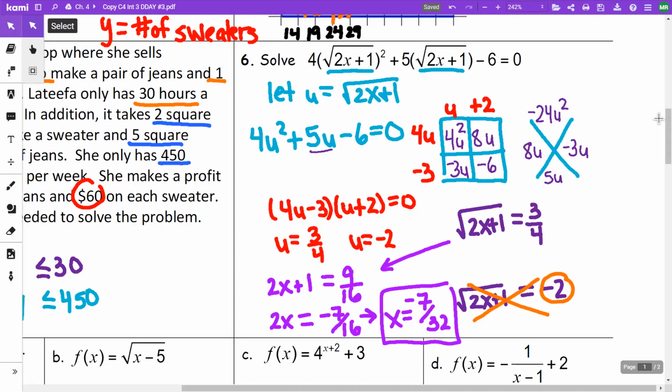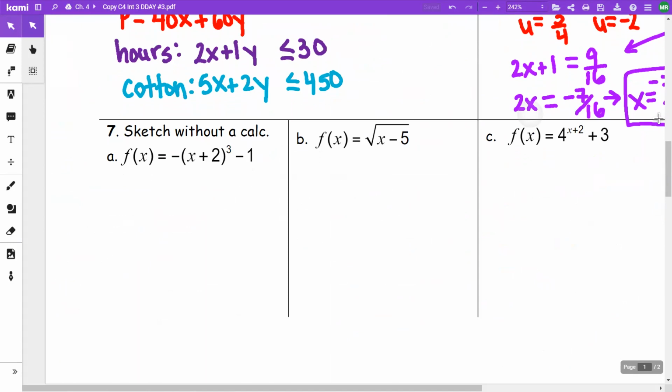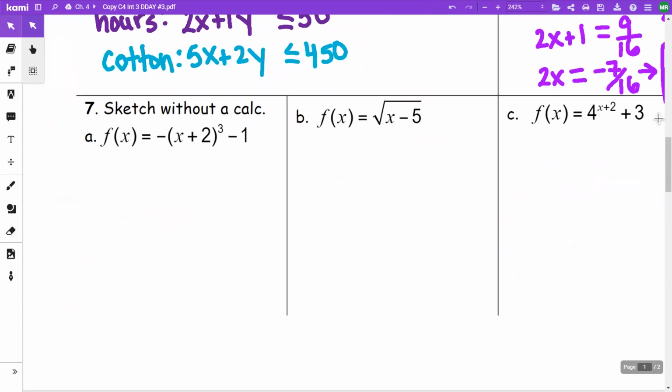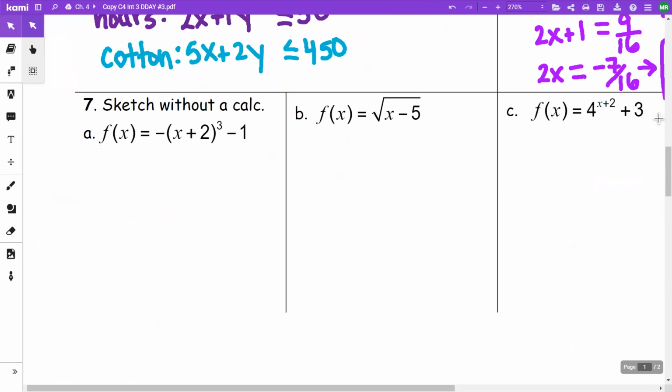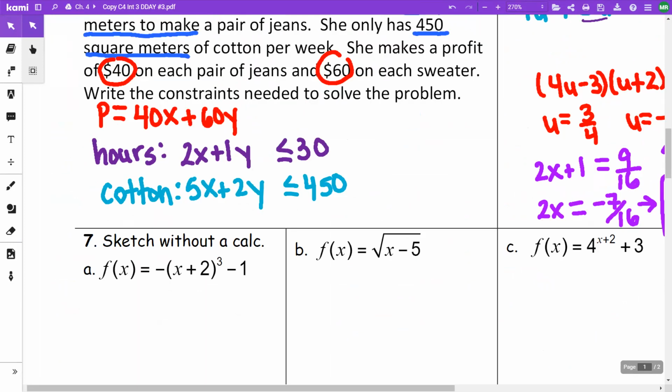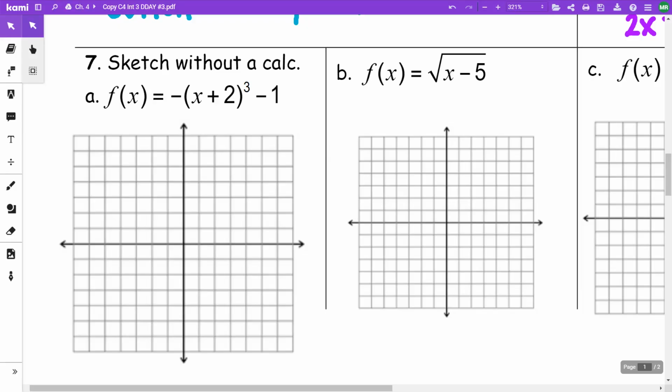On number 7, okay, so these ones we're going to be sketching. I'm going to pause and just add graphs on so I can be accurate, so people can see how to accurately graph these. Okay, so they did just ask for a sketch, but I'm going to show how to accurately graph these.